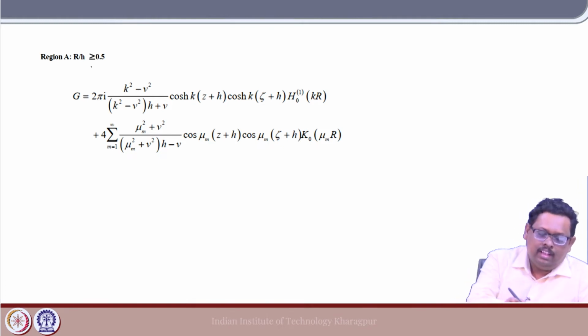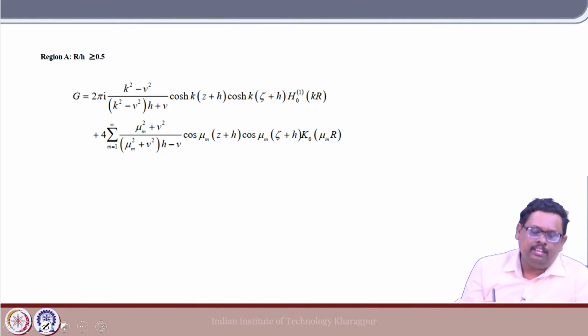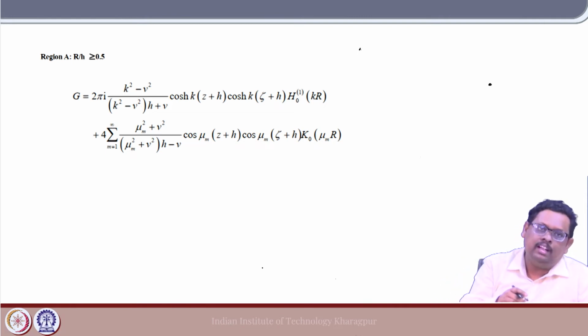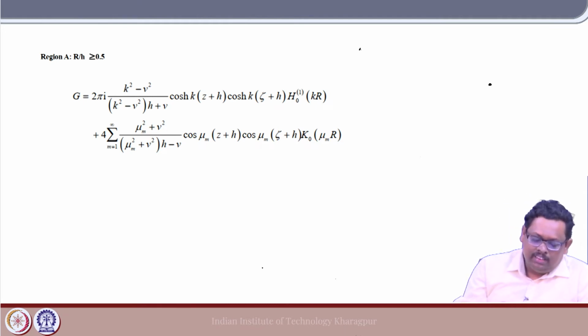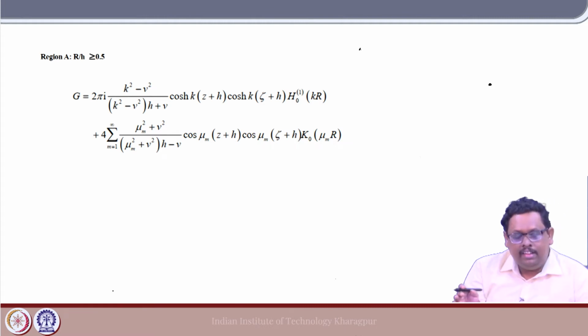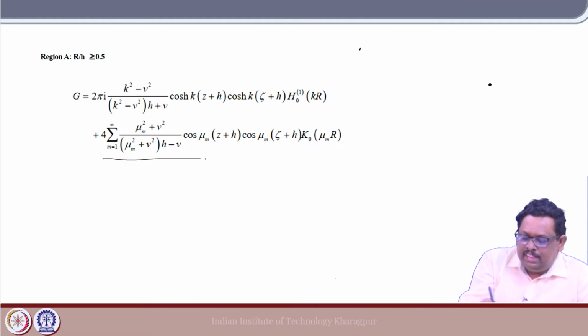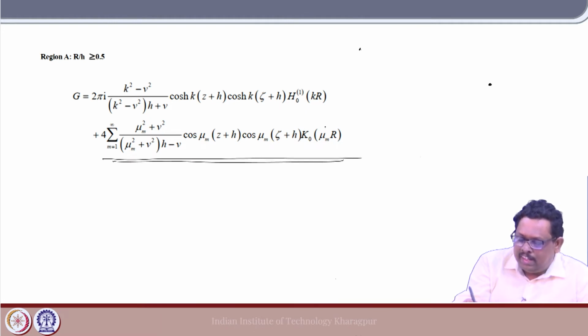Now, if this r by h is greater than 0.5, it means that the source point and the sink point have a very large distance, and h is the finite depth, so h may not be that large. In that situation you can have this one. As I said, you can solve this by an infinite series, and in this infinite series you have this mu m.